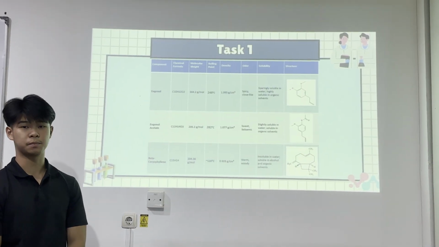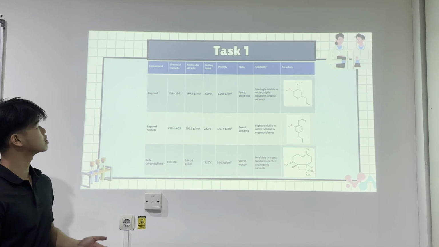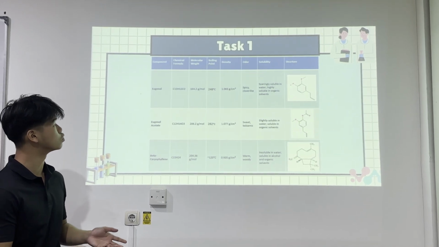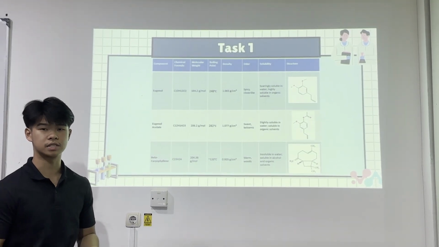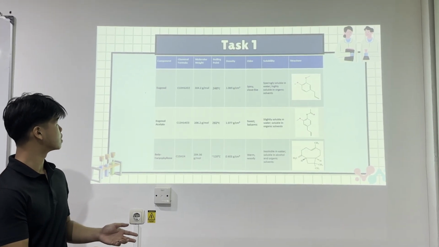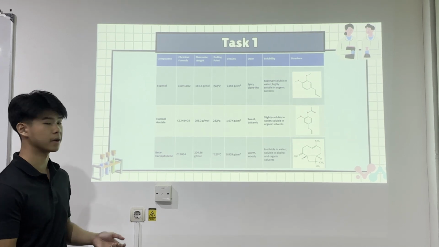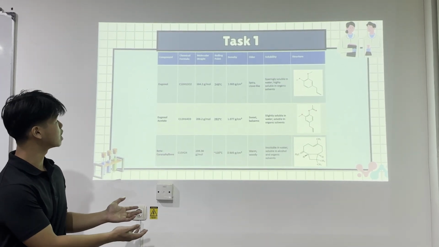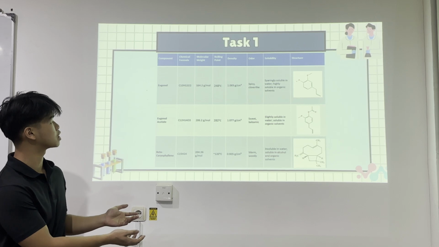So in this experiment, we are given some tasks. In the first task, we are asked to figure out what main components are in the clove oil. In the clove oil, there are three main components: eugenol, eugenol acetate, and beta-caryophyllene. So here are some of their physical and chemical properties as well as their structures.